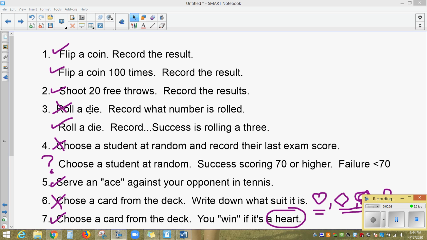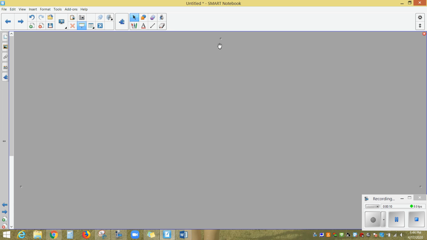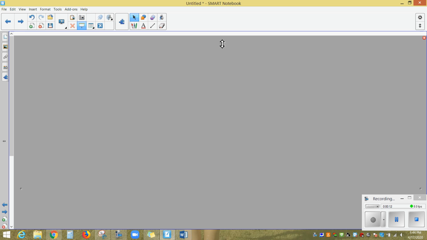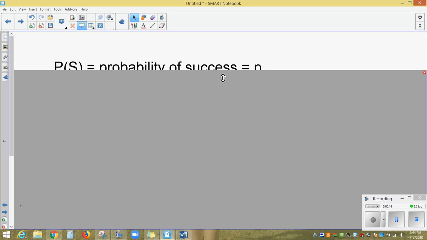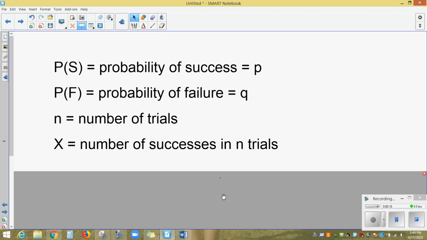So we've talked in the last video about how to determine whether or not we're working with a binomial experiment. But in this video, we're going to actually get down to the nitty-gritty and start computing. There are some expressions, I guess, that we'll use.